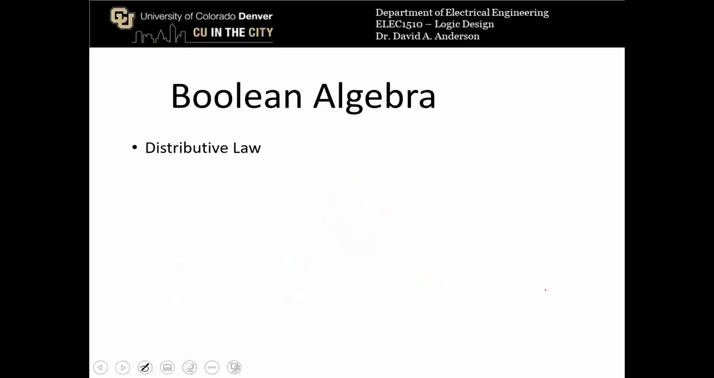The distributive law says that x and, in parentheses, y or w is equal to x and y or x and w. So this will probably come in more handy when we start drawing more complicated logic circuits. This is basically the same as the normal algebraic identity, where you distribute the multiplication to the two variables that are being added together.